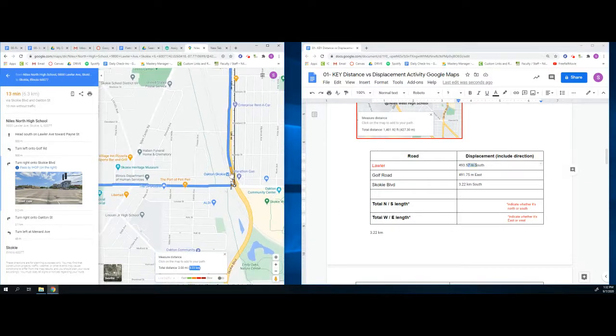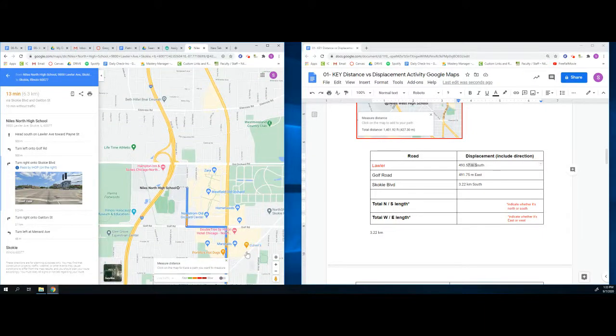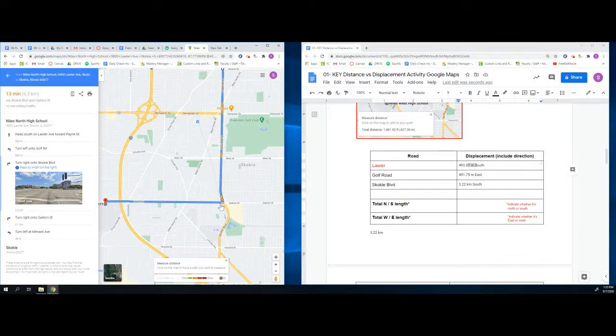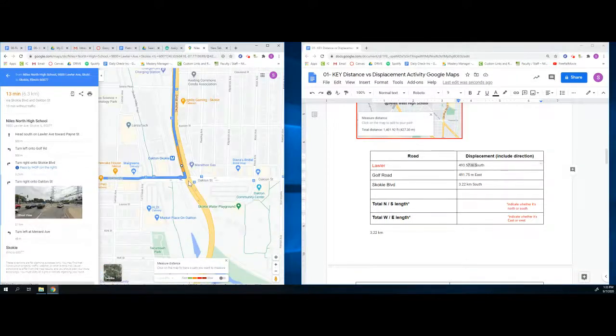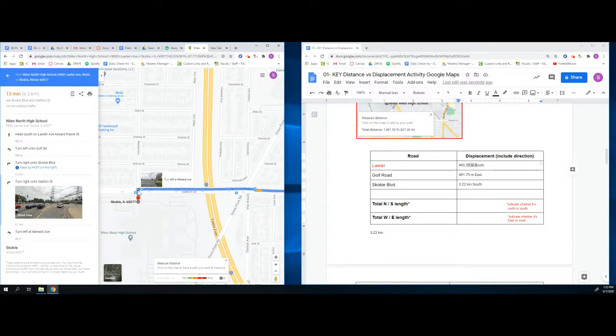Okay, so let's go back up and unclick the first measurement. Then I'm going to go from here. I'm going to right click distance to here, and I'm just going to do that. 2.06 kilometers. Okay, and that's Oakton. Oakton Street, and I was going west for that.